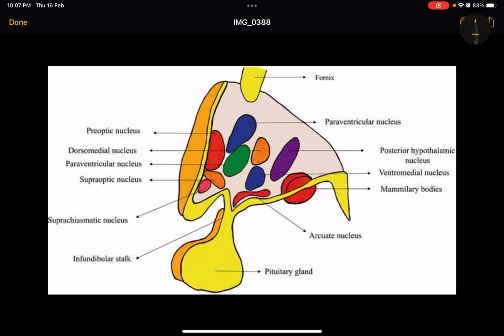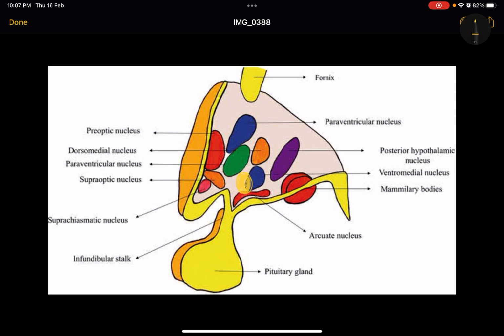Hi, so we're going to talk about the nuclei of the hypothalamus. First of all, we're going to look into the lateral nuclei of the hypothalamus. If you're looking at the medial view, obviously you cannot see the lateral nuclei. There is a lateral nucleus in the lateral wall. If I have to draw it, it would be around here somewhere.